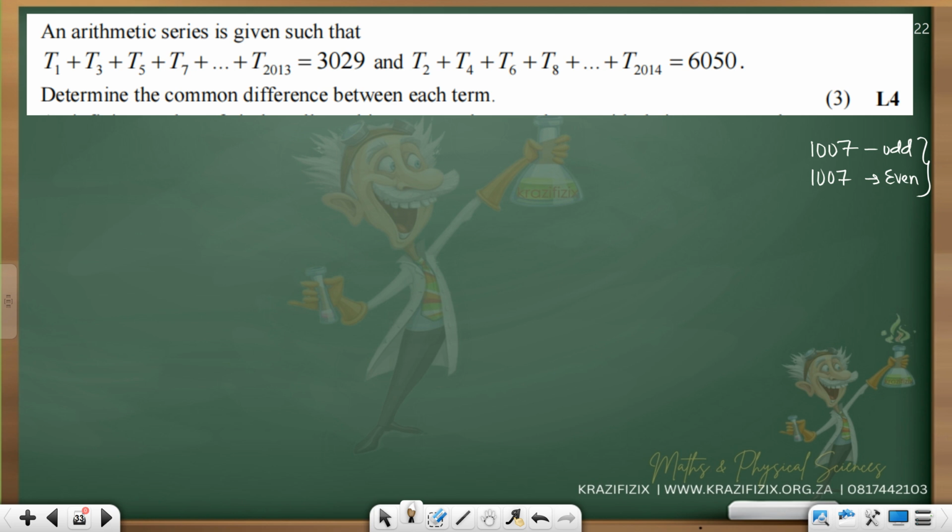What is T2? A plus D. What is T4? A plus 3D. Please listen to me. What is T6? A plus 5D. Now that continues. And this is A plus 20. Oh, by the way, don't write yet. And this is 6050.